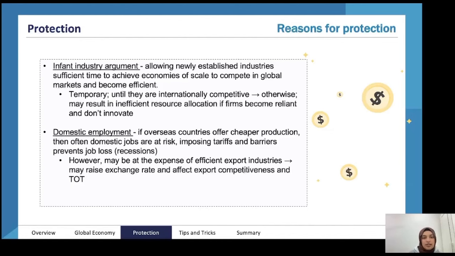So these are the first two reasons for protection. We've got a few others, but the infant industry argument is a good one that you can mention because this is often a question that comes up in the HSC, as well as domestic employment.